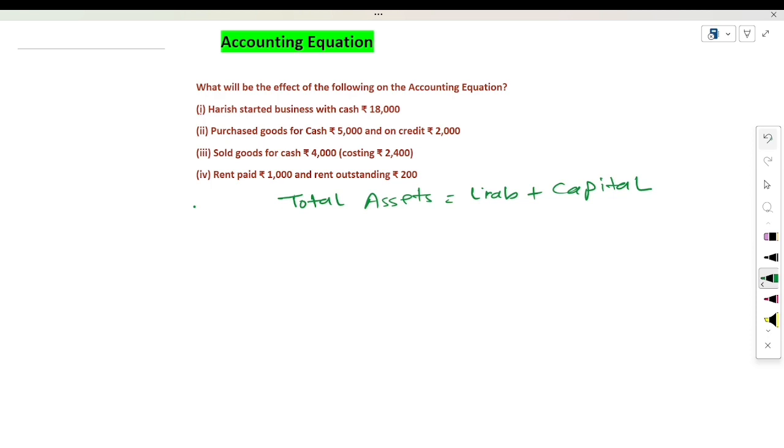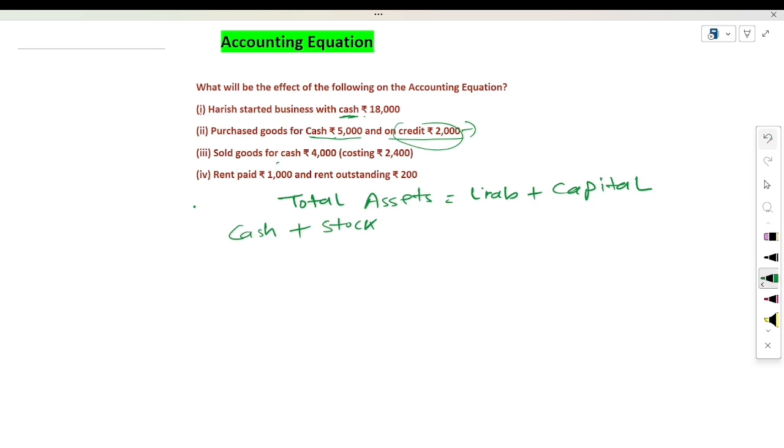So transaction one is Harish started business with cash. How much amount? 18,000. It means here is the cash. Cash is the asset for the business. Second, he purchased goods for cash rupees 5,000 and on credit rupees 2,000. He is purchasing goods also. Goods means the stock of the business will be increased. Stock will be here, purchasing goods on cash and also on credit. It means credit means creditors or liabilities will be credited here.